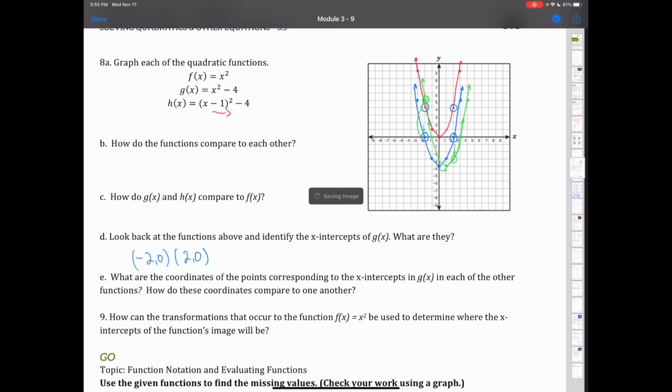So we can say something to that effect. H of x moved all points of g of x to the right one. We could also say f of x is all points of g of x up 4.